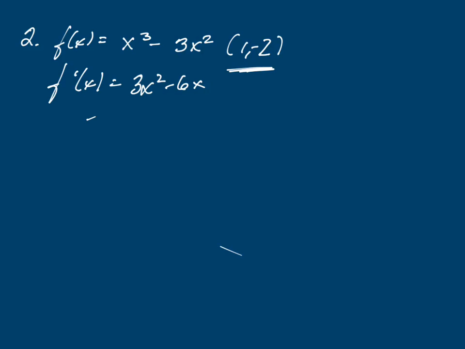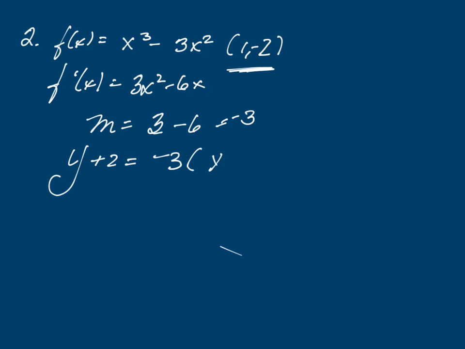So you get m equals 3 minus 6, which equals negative 3. So then, put in an equation, y minus y1. So y plus 2 equals negative 3 times x minus 1. And just leave it like that. You don't want to simplify, especially on the AP exam.